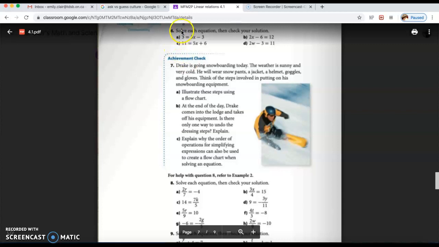So we're going to start with number 6, and I've assigned you questions A and C, so we'll try B and D. So it says solve each equation, then it also asks you to check your solution. So I'm going to show you how to do both parts of that. And I'm going to start with number 6B as an example.